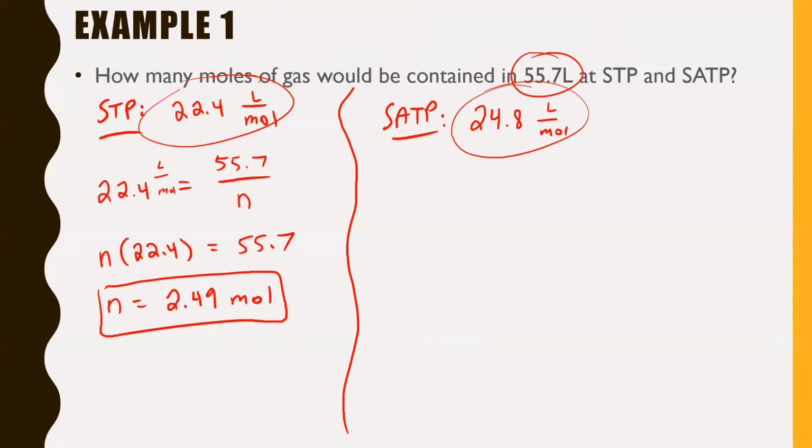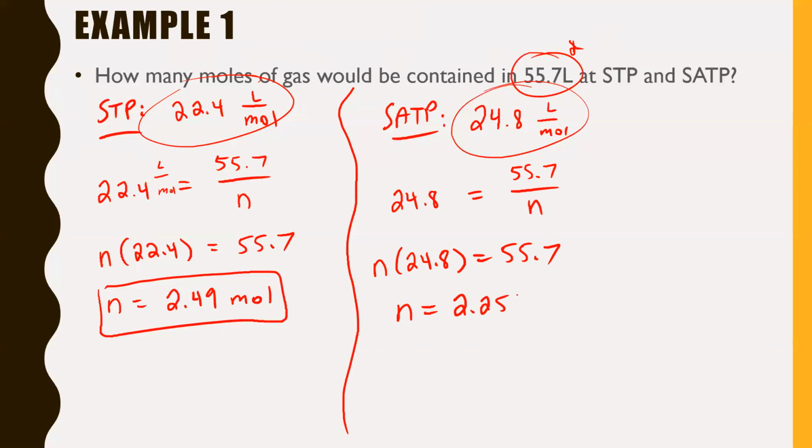Anyway, back to this one as well. 24.8 liters per mole tells you how many liters 1 mole of gas occupies at SATP conditions. That's 25 degrees Celsius and 100 kilopascals of pressure. But we know we have this 55.7 liters instead. So just like before, let's set it up using our units. 24.8 liters per mole should equal some amount of liters, that'd be 55.7, over some amount of moles, which we'll call n. So this is solved the exact same way as the one before. Multiply by n on both sides to get n times 24.8 equals 55.7, and then divide by 24.8 on both sides, and you're going to find that your number of moles to 3 sig digs is 2.25 moles.